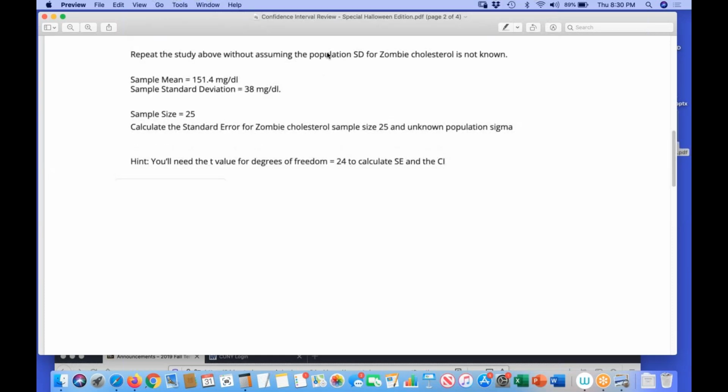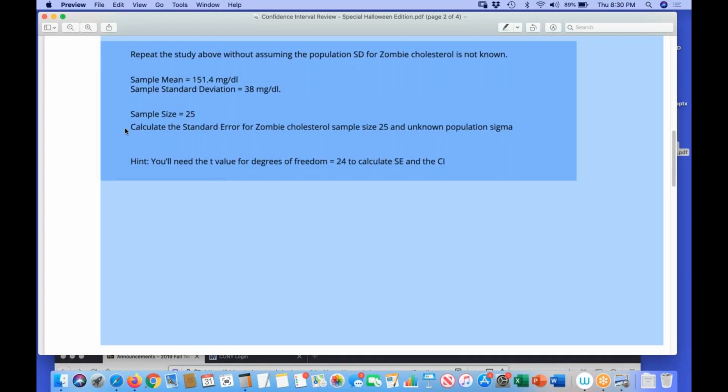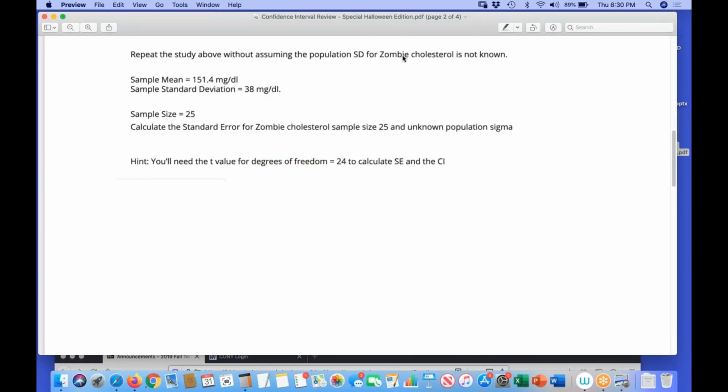Okay. So repeat the study above without assuming the population standard deviation for zombie cholesterol is known. Okay, we're assuming that it's not known. So this time, again, we took a sample of 25 zombies. The sample mean was 151.4. Now we don't know sigma, so the only source that we have for an estimate of the population standard deviation is the sample standard deviation. I may believe that we got it right on the nose. By accident, we got exactly 38. But we don't know that.